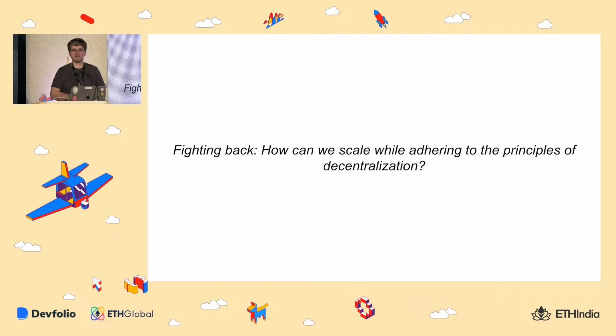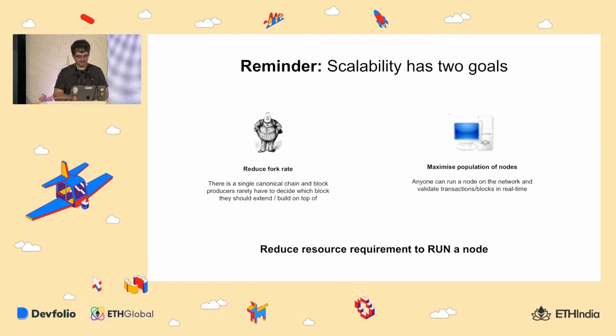So the final part is fighting back. How can we scale something like Ethereum while trying to adhere to the principles of being decentralized, i.e. maximizing who can participate as a proposer or as a verifier running a node at home, so you can just have a copy of the database yourself. So scalability has 2 goals. 1, reduce the fork rate. Fork rate should be highly reliable for everyone involved. And 2, maximizing the population of nodes. So everyone in this room can run a node and verify that the database is correct and have access to the database for whatever dApp you're building.